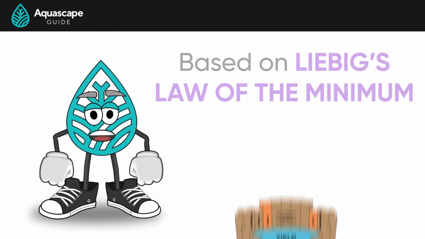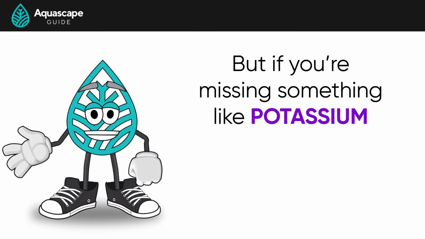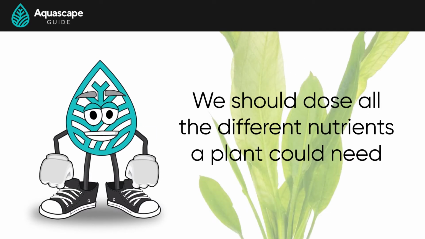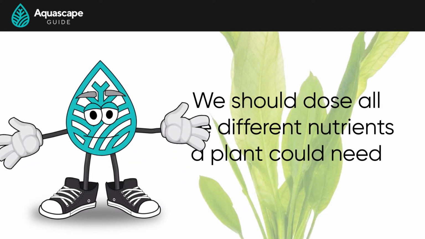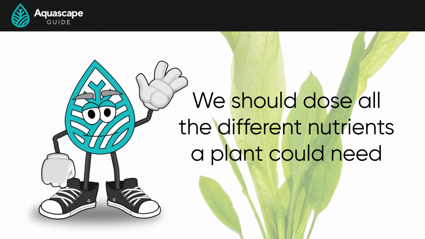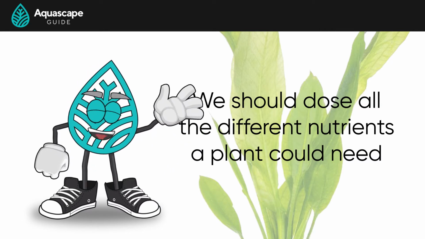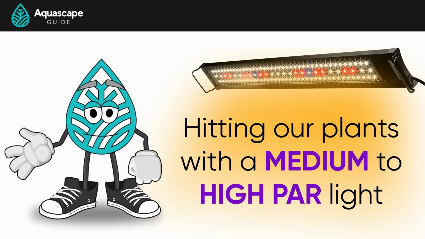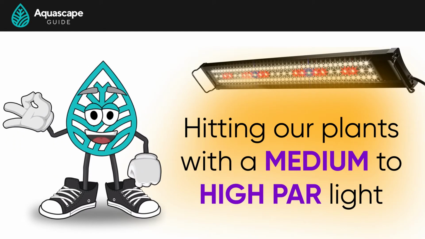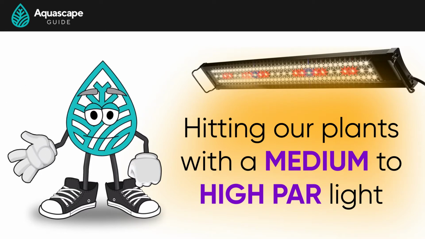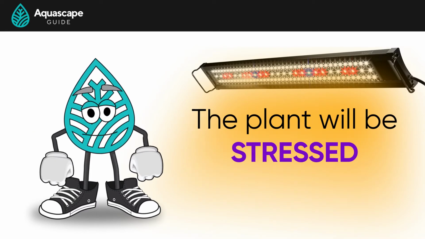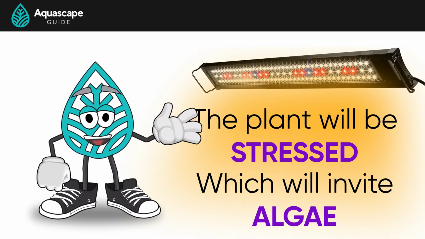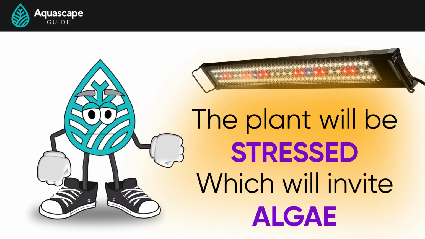You could be dosing all sorts of stuff, but if you're missing something like potassium, your plant's growth will be stunted. From this perspective, we should dose all the different nutrients a plant could need, so the plant doesn't say something like, "Hey, I'm missing potassium over here. I'm gonna stop growing." Furthermore, if you're hitting your plants with a medium to high PAR light, then asking them to grow, but not providing the nutrients needed to do so, you're really gonna stress the plant out and invite algae to come hang out. And between us plants, nobody really likes algae. Don't tell them I said that though.